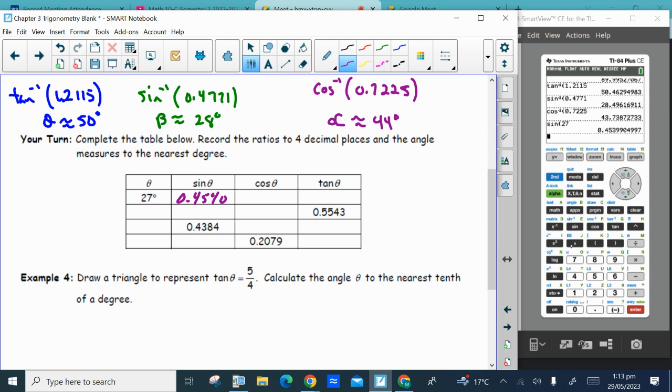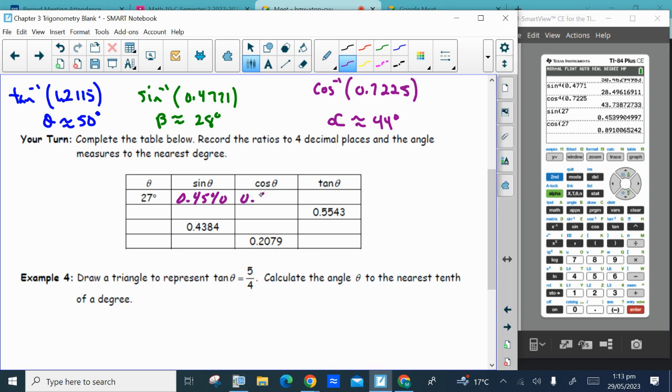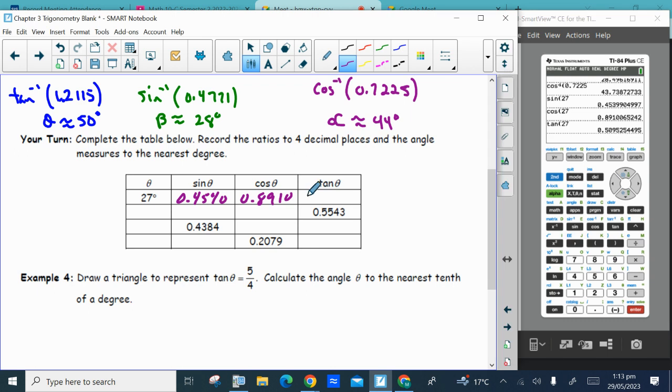The cosine of 27 degrees, 0.8910 to 4 decimal places. And the tangent of 27 is 0.5095 to 4 decimal places.